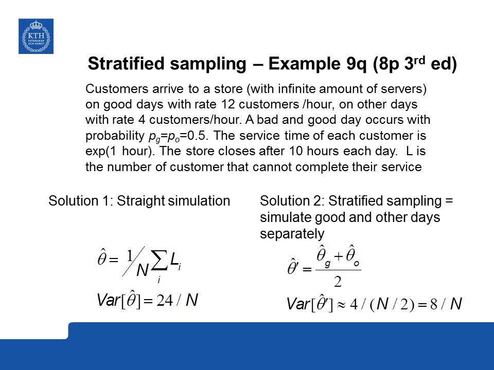And the variance here, taking this into account, turns out to be 4 over n/2, which is the number of simulations for each case. And in total, the variance will be approximately 8 over n. And we can see that by doing this, we can reduce the variance by a factor of 3.